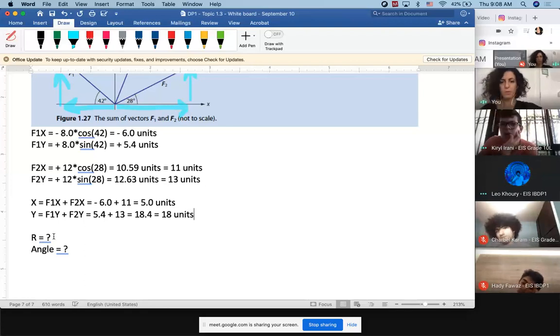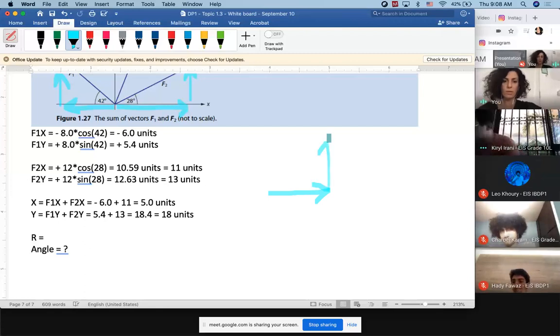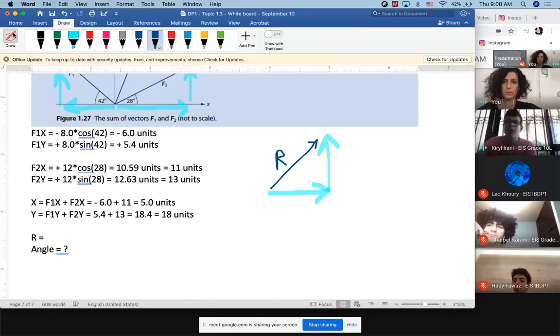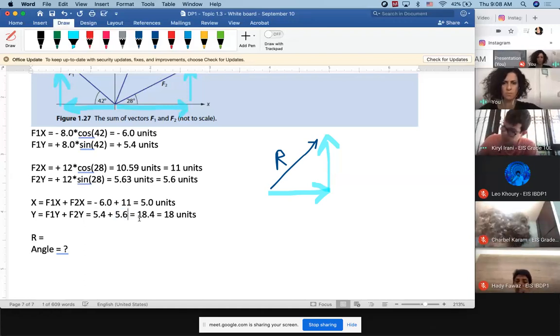Okay, how would you find now the magnitude? If you are given x to be 5 units and y to be 18 units, how would you find your vector r? What? Okay, I'm so sorry. You were glitching at some point. So I'm sorry I couldn't hear you. So this is 5.6. Let me fix this one to 5.6 and then right. And this one will be what? 11? Am I right?